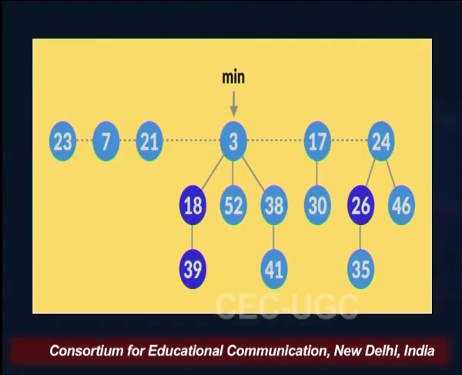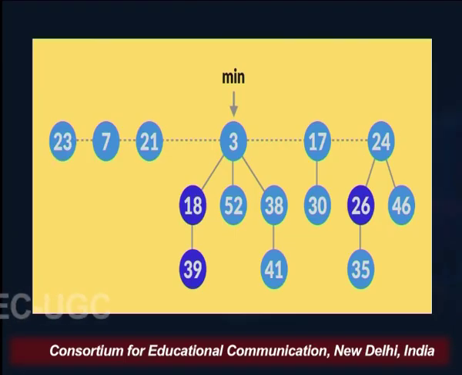Here we have on screen an example which has some trees: 23, 7, 21, then there is a tree rooted at 3, and 17 and 24, and the minimum is pointing towards this value 3. And please notice the situation of the marked nodes. We have 18, 39, and 26 as the marked nodes. Now the agenda is to delete the minimum node.